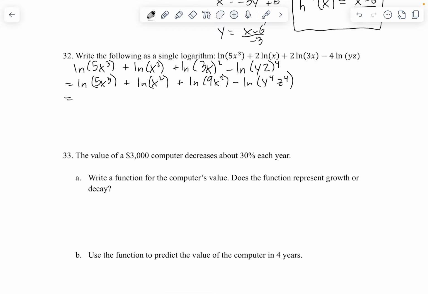Okay, so moving from left to right, I'm going to start consolidating. When I have a sum of two logarithms, I can bring those together using the product rule. So this gives me ln, and inside the parentheses, I'll have the product, 5x cubed times x squared. You add the exponents, so that becomes 5x to the fifth.